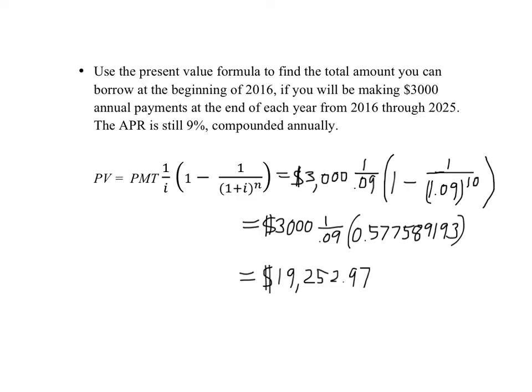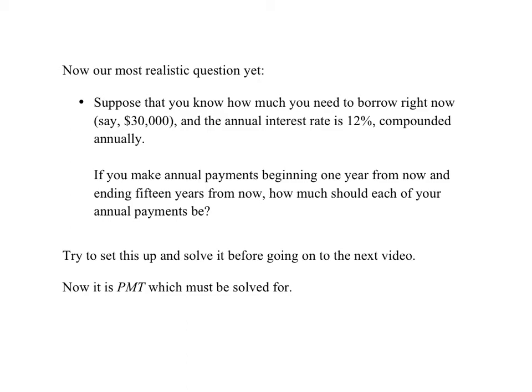Knowing how much you can afford to borrow based on an idea of how much you can afford to pay back later is a very important thing. And now our most realistic question yet, even more compelling than the previous one. Suppose that you know how much you need to borrow right now, and the annual interest rate is, say, 12% compounded annually. So just to mix things up, we'll consider a different interest rate now. If you make annual payments beginning 1 year from now and ending 15 years from now, how much should each of your annual payments be?